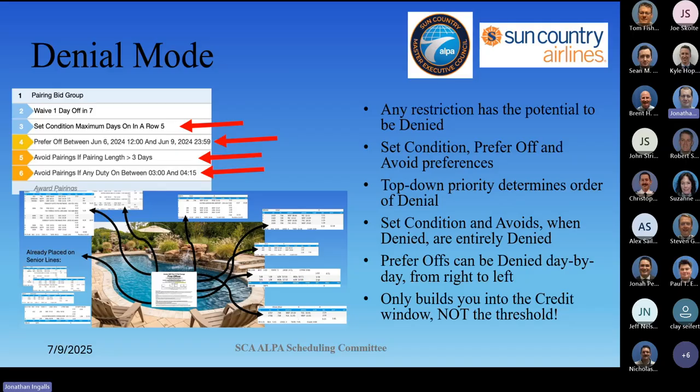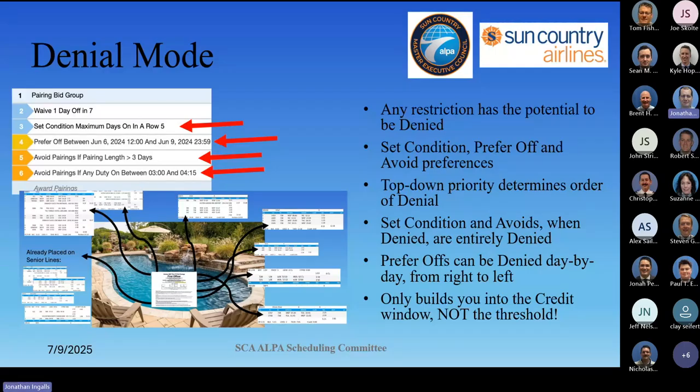The system follows top-down priority logic. Whatever you put first is the last thing to be denied. So in this example, line 3 is the last thing to be denied, then 4, then 5, and line 6, which is avoid pairings of unduly between 3 to 415, is the first thing the system will deny. The order that you rank these is you're telling the system from most important to least important what should not be denied. Whatever you put at the bottom, the last line, is the first thing the system will try to deny if needed.